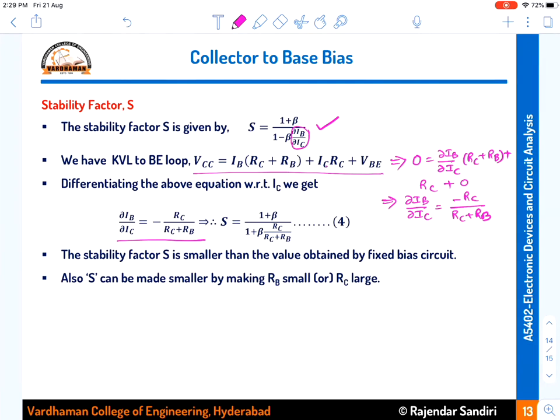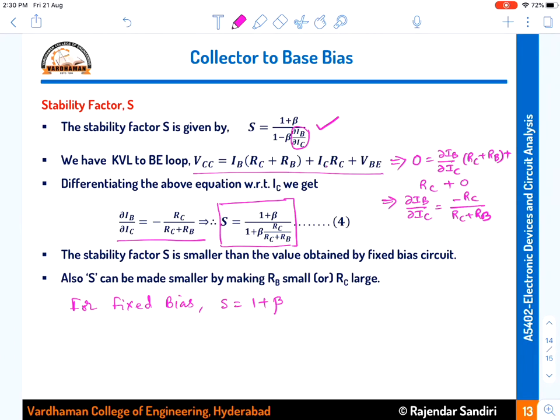Then it will become S is equal to (1 plus beta) by (1 minus beta into minus RC by RC plus RB), minus to minus will become plus. So your stability factor value will be this one. Now for fixed bias, what was the stability factor? For fixed bias, you got S is equal to simply 1 plus beta. Now you got it as (1 plus beta) by (1 plus beta into RC by RC plus RB). Okay. So that means what? This 101 is divided by 1 plus 100 into some resistance fraction.